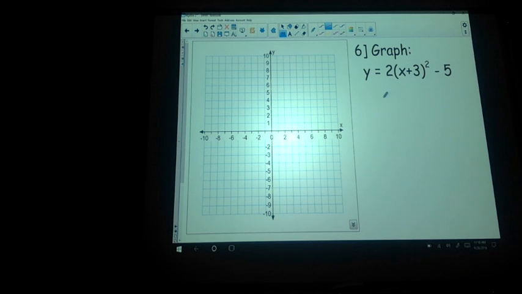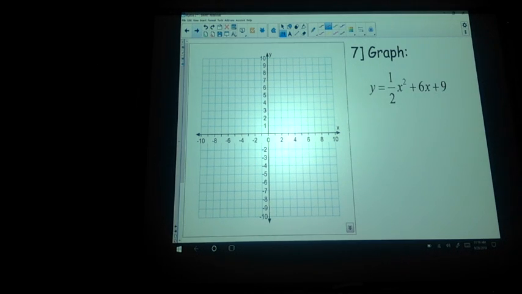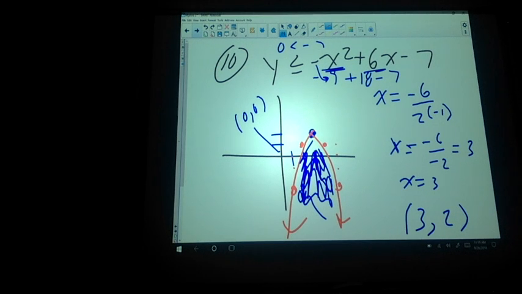Hey, what's the vertex here? Negative 3 and negative 5. Good. Open up or down? Down. Up. Apologize. Right 1, up 2, left 1, up 2. Oh, my bad. There you go. Let's see, what else do I got? Is that it? This one, does anyone need me to do this one? It's a fat graph, open it up. Why is it fat? Because it's the 1/2. Hey, look at that. Holy cow, I got through something.